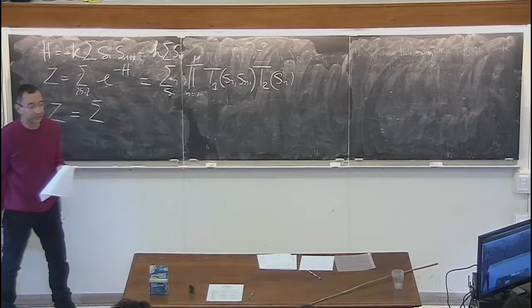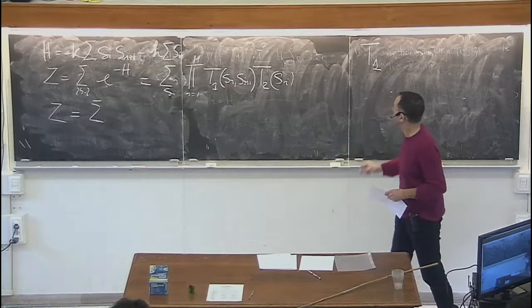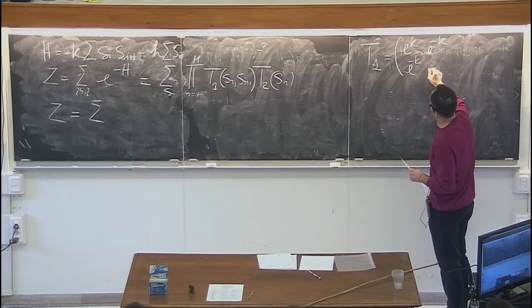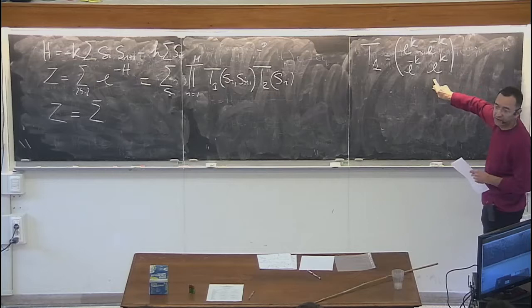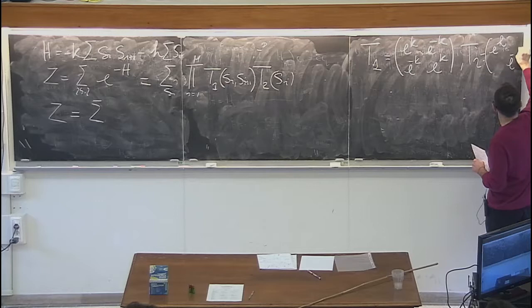Now, let me introduce what's called the transfer matrix. In this case, it can be written exactly. We introduce this function, this matrix here, with k, e to minus k, okay? This is just a definition if you want at the moment, but I can show you that it can enter the calculations. And another one which is e to the h, e to the minus h. This is diagonal. Okay?